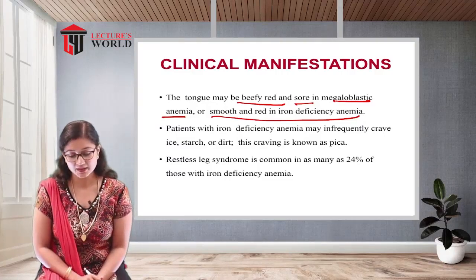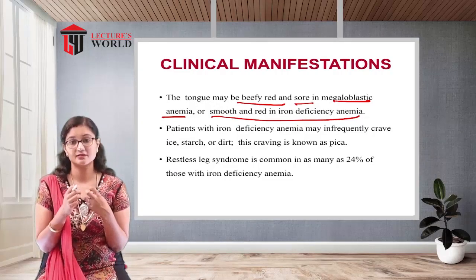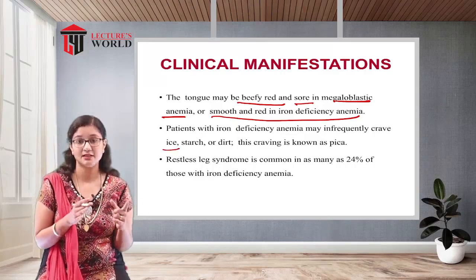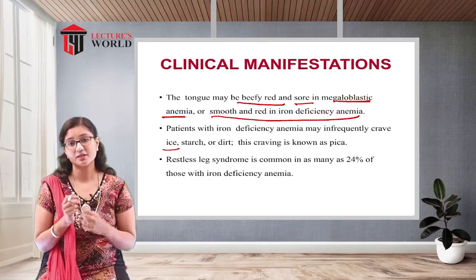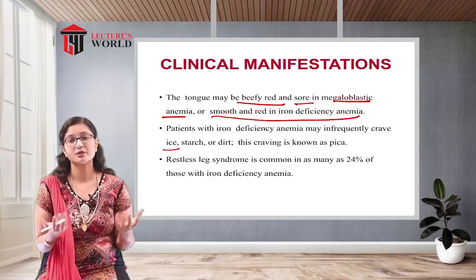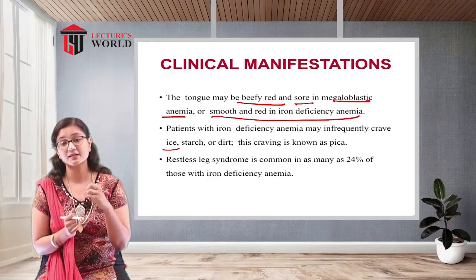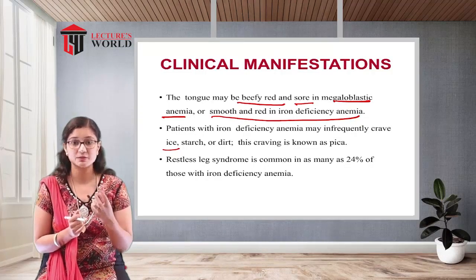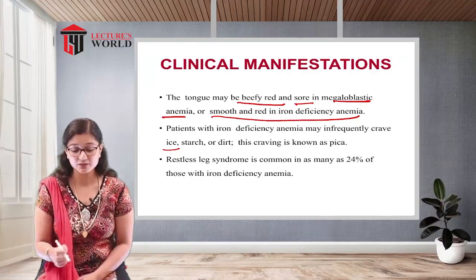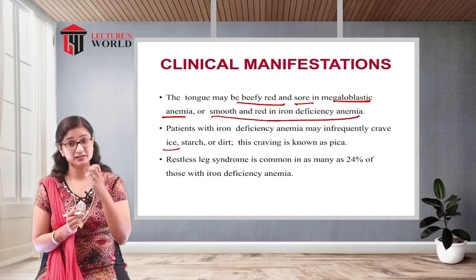A patient with iron deficiency anemia may infrequently crave, okay, there's a craving inside the patient for ice. When it's iron deficiency anemia, the patient is not taking an adequate amount of iron in the food, or maybe he is not adequately eating different fruits, okay. So whenever iron is lacking, he is having a craving. I've seen people craving not for ice, starch or dirt, but I've seen craving for chalk. You've seen the chalks which we write with on the board. Sometimes they crave for that also, okay.